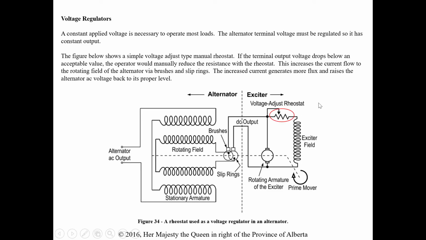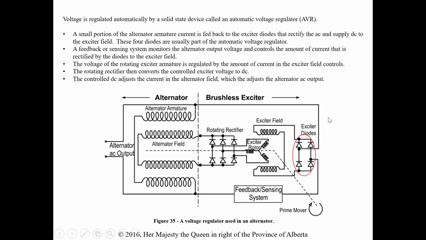Voltage regulators, again, we need to be able to change our generator voltage based on load. So below it shows a simple type of manual rheostat. That's kind of what we'll be doing. That's what we have anyways. When the terminal voltage drops below an acceptable value, again, as we add load, it's going to drop our terminal voltage. So if we're talking about a lag or a unity load, we're going to have to generate more voltage to maintain that output. That's done with a rheostat, which increases the current flow to the rotating field, which then induces more voltage, so we'll increase our E-gen.